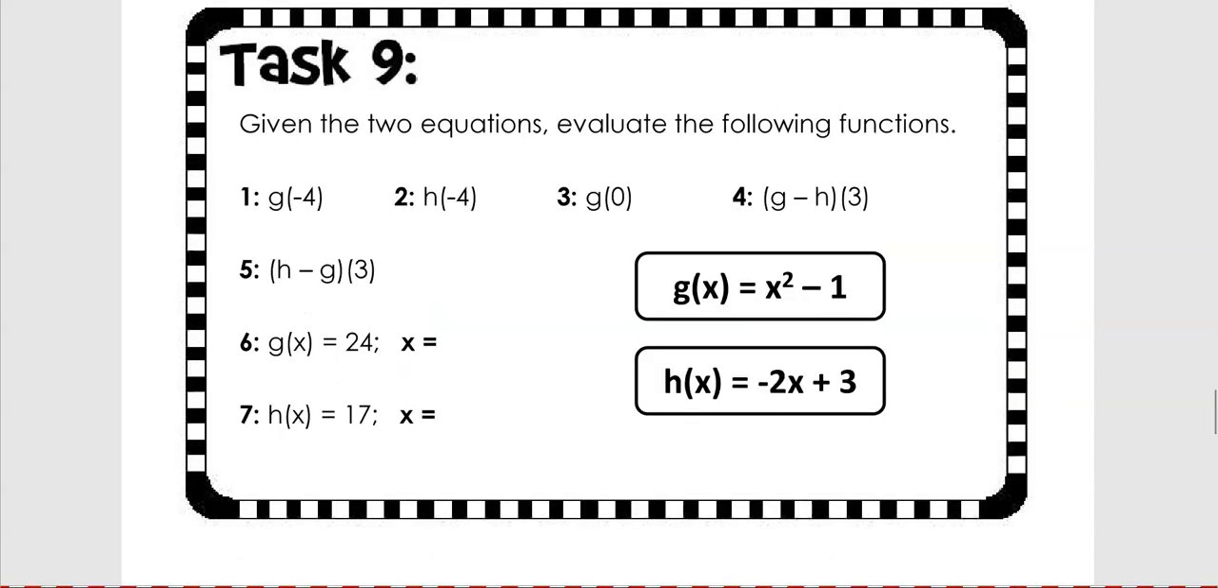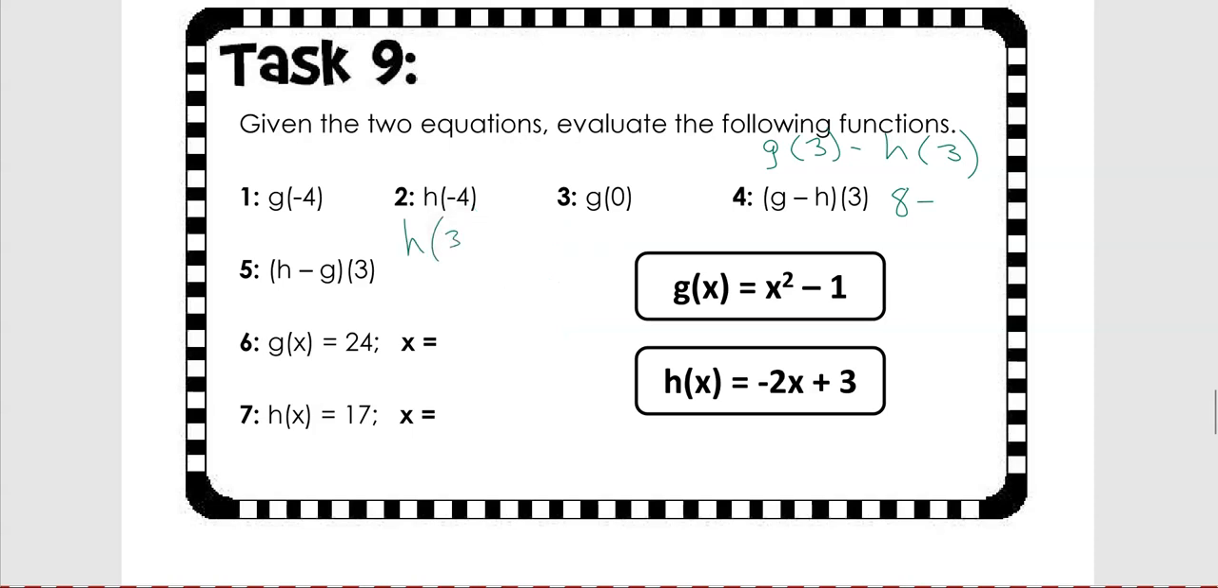All right, so the next complicated one we have is task 9. It has, for example, number 4, g minus h of 3. So we're going to do that one, and that'll help you with the others. So g of 3 minus h of 3. All right, so g of 3 is going to be g of x, so x equals 3. So that's going to be 3 squared minus 1. 3 squared is 9 minus 1, 8. So we're going to have 8 minus, and then we're going to do h of 3.